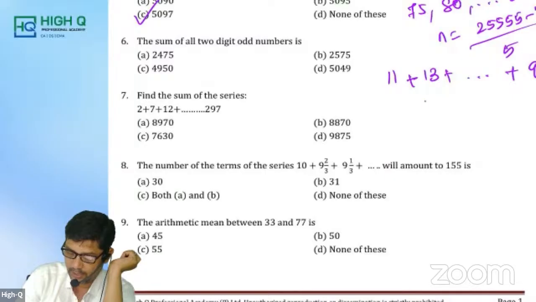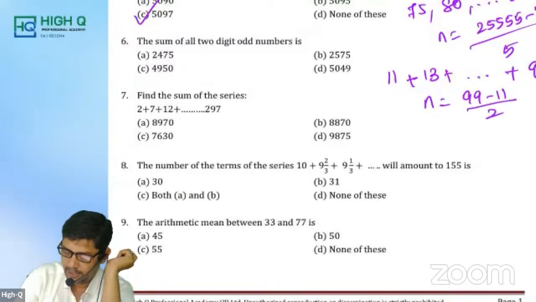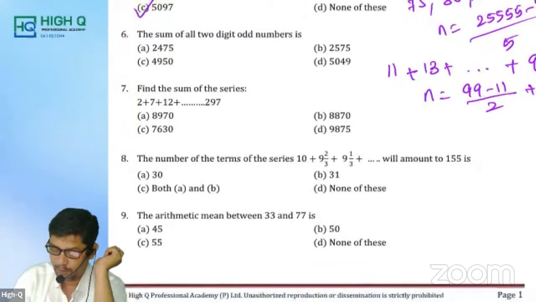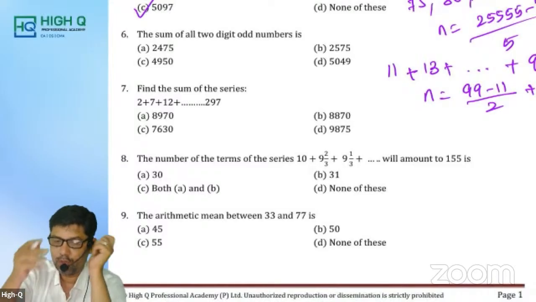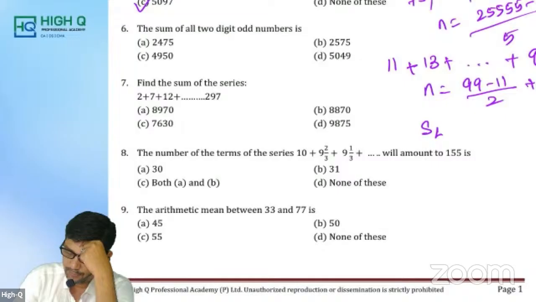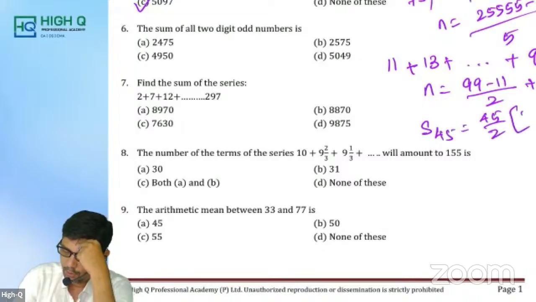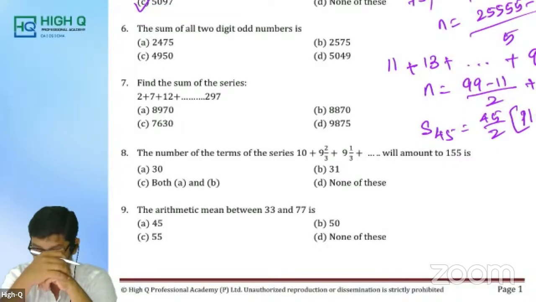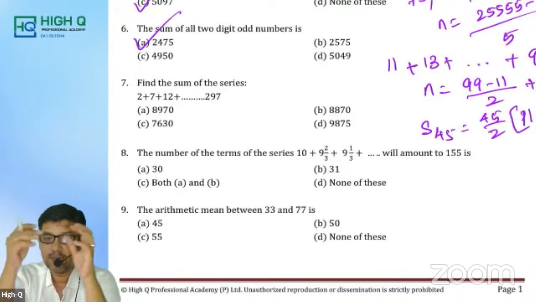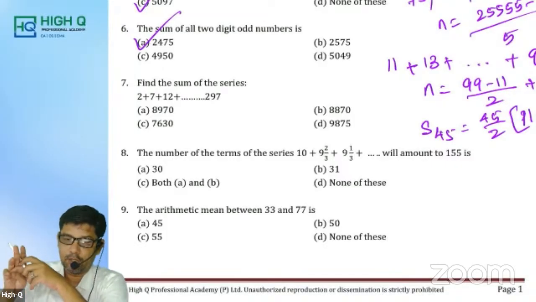First let us find n equal to (L minus A) by D plus 1. So what is it? 44 plus 1 is 45. So total how many are there? 45. So n is equal to 45. Now find S45: 45 by 2 times first term plus last term. Can you tell me what is the answer, my dear? 2475. Guys, are you getting the answer or not?